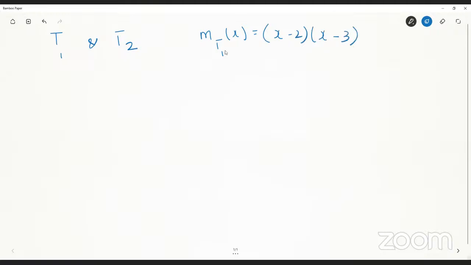Okay, Vinit, so let me just repeat the question. If you have two linear operators T1 and T2, such that the minimal polynomial of T1 is (x minus 2) times (x minus 3). Let me ask you a question: what does this say about the eigenvalues of T1? 2 and 3, right? But do you know something about the multiplicity of the eigenvalues 2 and 3?